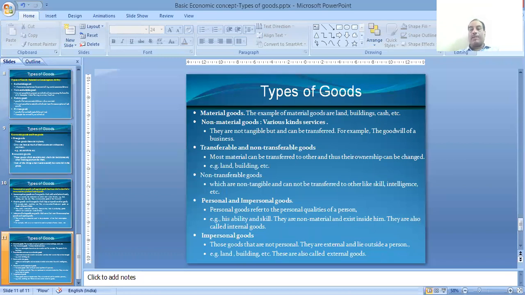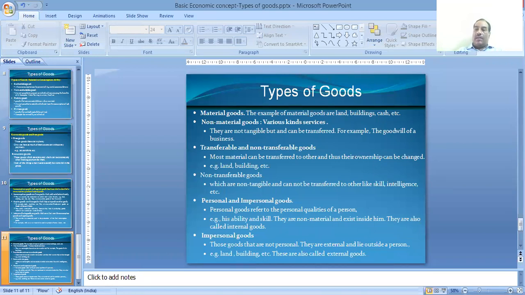And the last is impersonal goods, those goods that are not personal. So any good which is not personal is impersonal. They are external and lie outside a person. For example, land, building, your pen, your desk, your bike, your car. So these are all impersonal goods because they lie outside you. You can transfer their ownership to others. You can feel, you can touch, you can see. So those are impersonal goods.